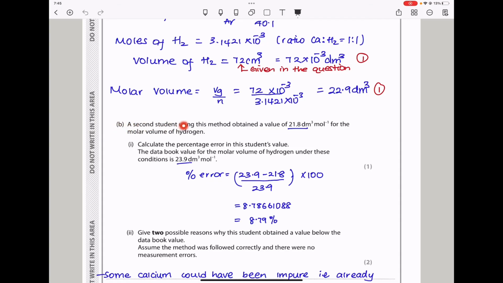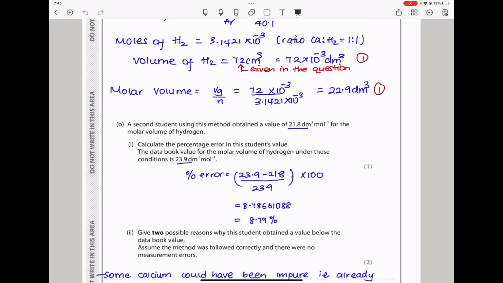In part B, they say a second student using this method obtained a value of 21.8 decimeters cubed per mole for the molar volume of hydrogen. Calculate the percentage error in the student's value. The data booklet value for the molar volume of hydrogen under these conditions is that.